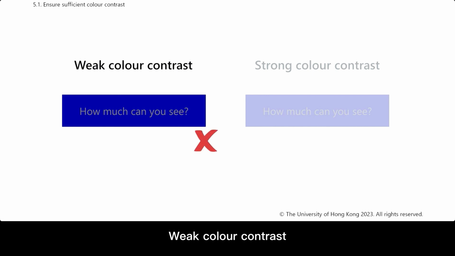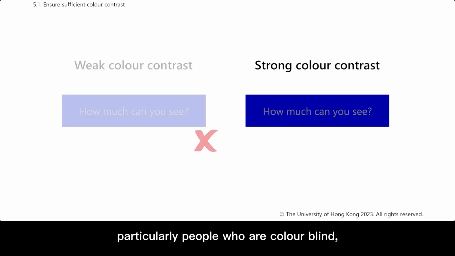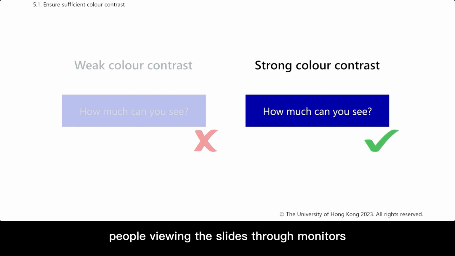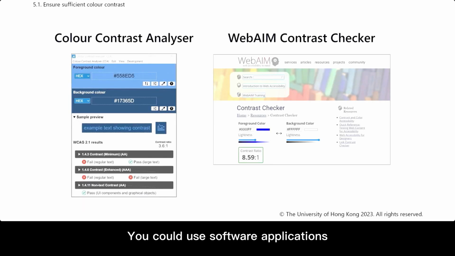Weak color contrast would be inaccessible to some users, particularly people who are colorblind, people with visual impairment, people viewing the slides through monitors in bright sunlight or glare, or people viewing the slides through a projector display in a well-lit venue. You could use software applications to check color contrast, such as Color Contrast Analyzer and WebAIM Contrast Checker.